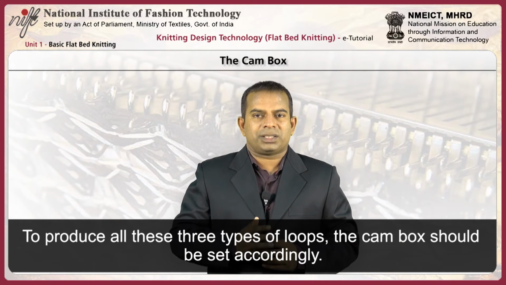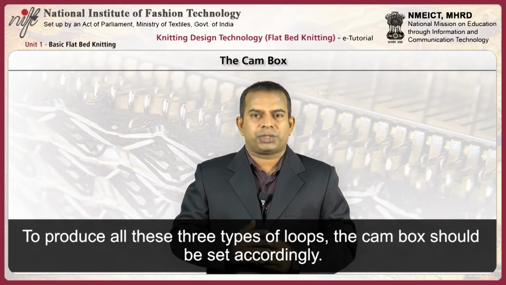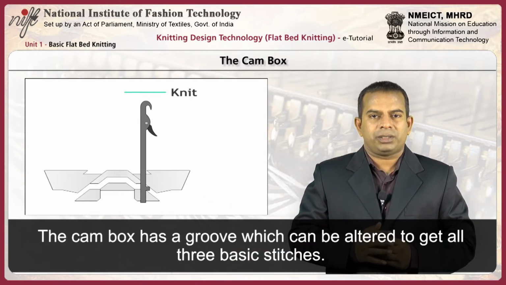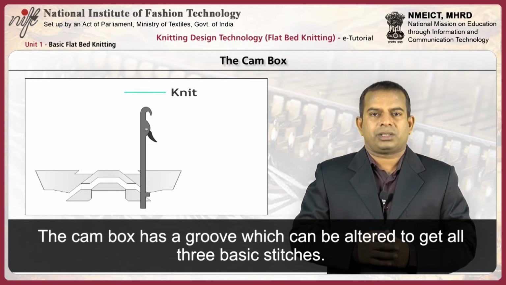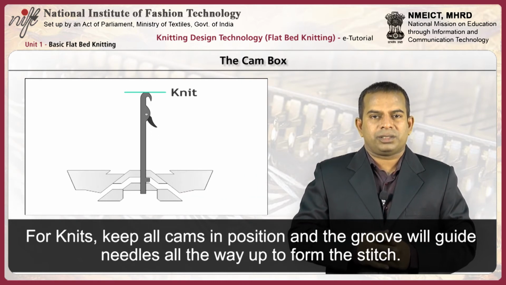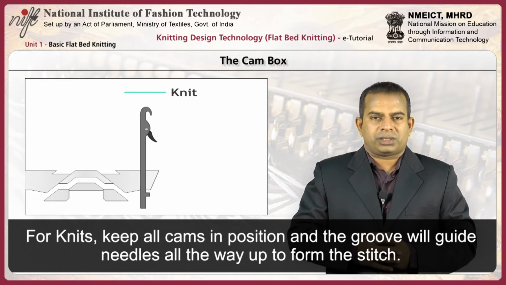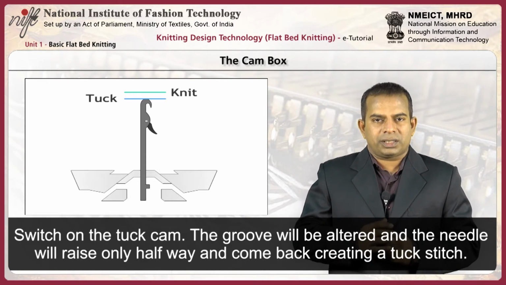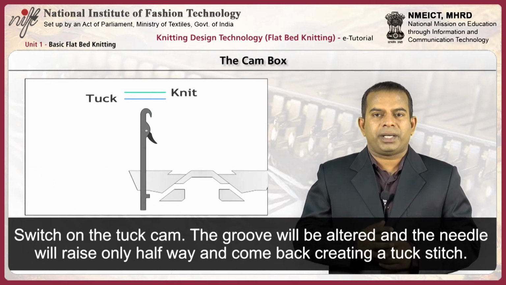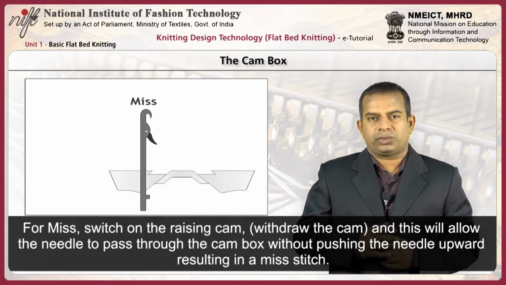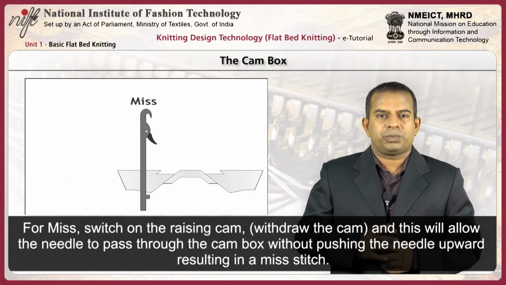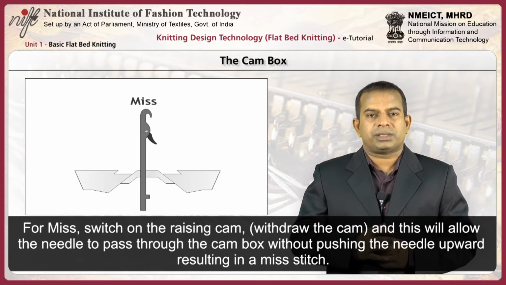To produce all these 3 types of loops or stitches, the cam should be set accordingly. The cam box has a groove which can be altered to get all the 3 basic stitches. For knit, keep all the cams in position and the groove will guide the needles all the way up to form the stitch. For tuck stitch, switch on the tuck lever and the groove will be altered and the needle will raise only halfway and come back, creating a tuck stitch. For miss, switch on the miss lever and this will allow the needle to pass through the cam box without pushing the needle upward, resulting in a miss stitch.